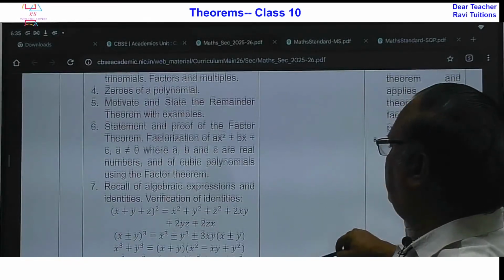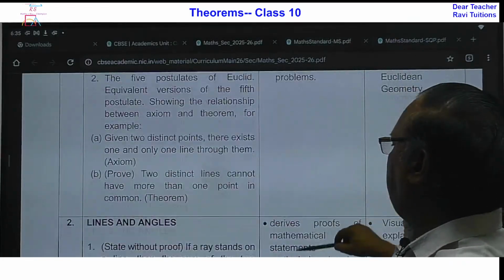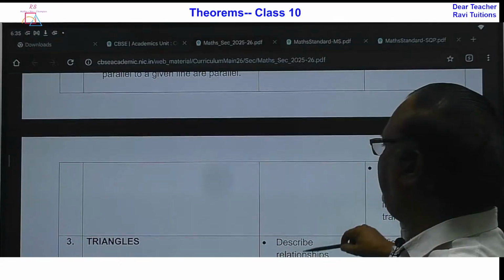So how the entire syllabus is given in this.